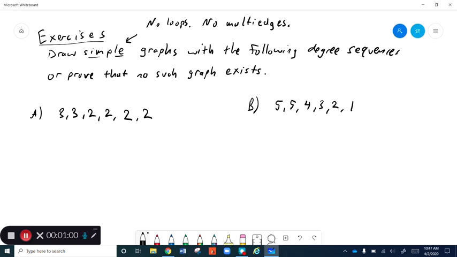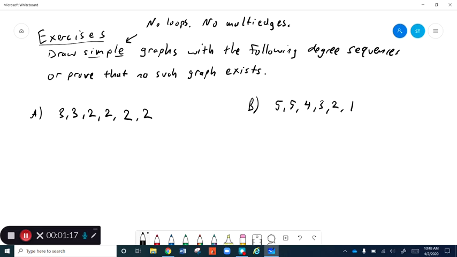All right, I'm going to assume that you've done that, so you've attempted to do it. You may have been successful or not. If you weren't successful, then you tried to prove that that graph couldn't exist. And we're going to go over both of these examples now.